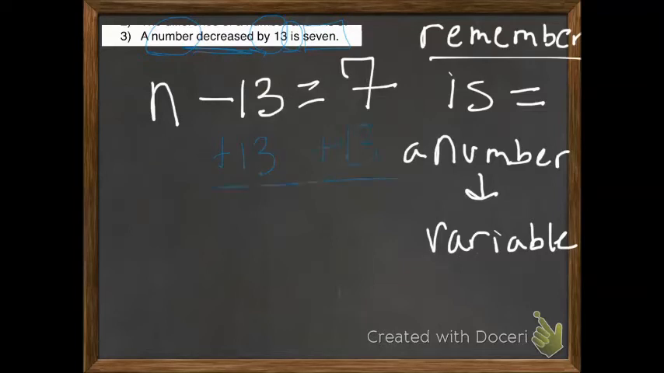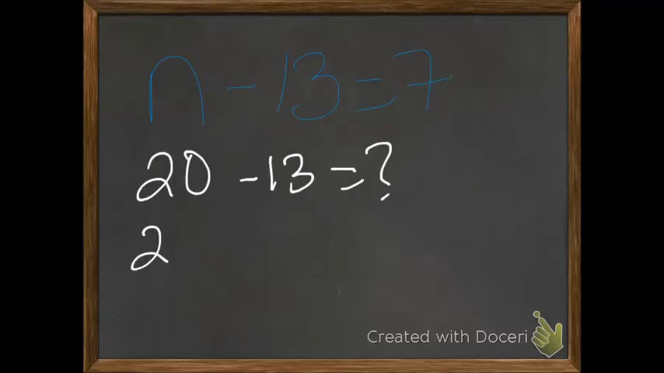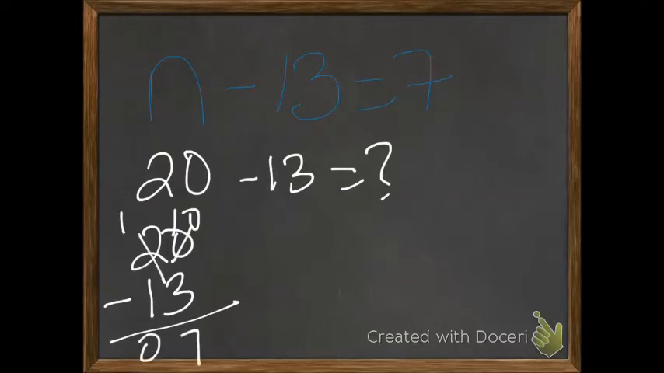All right, so back to our problem. n minus 13 equals 7. We're going to add 13 to both sides. We're going to bring down our n, and n equals 20 because 7 plus 13 is 20. We're going to check our answer. So here we go. We're going to plug in 20 for n back into our problem. When we plug in 20 for n, we have 20 minus 13. 20 minus 13 is indeed 7. So we know we did our problem right because it matches.